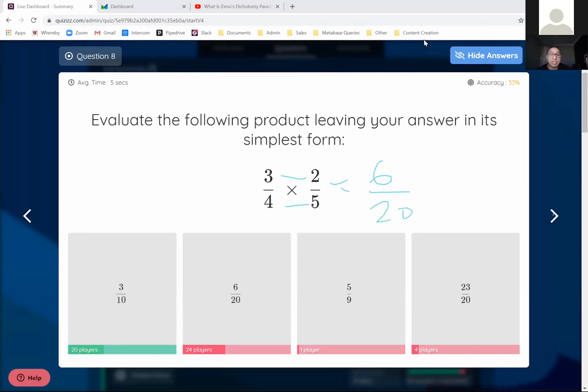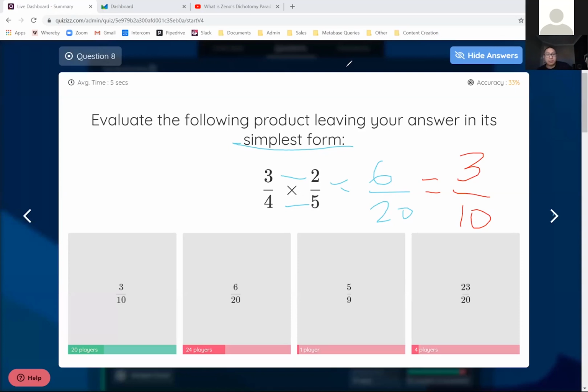Now, the only thing I need to check is, is it in its simplest form? And the answer to this one is no. Something goes into both 6 and 20, right? Because they're both even, I know that 2 goes into both 6 and 20. So if I divide both the top and the bottom by 2, I get 3 out of 10, right? So that's the first way you can do it.